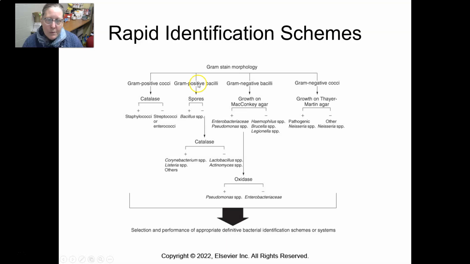If it's gram positive bacilli, if it has spores, it's Bacillus. If it doesn't have spores and it's catalase positive, it's Corynebacterium or Listeria or others. If it's catalase negative, it's likely Lactobacillus or Actinomyces.